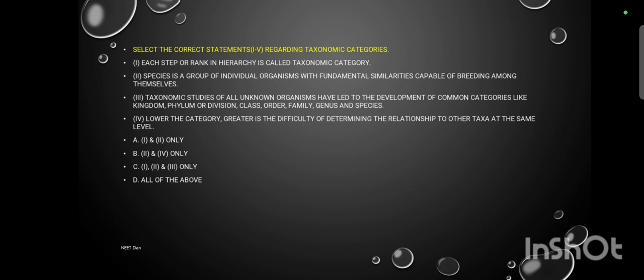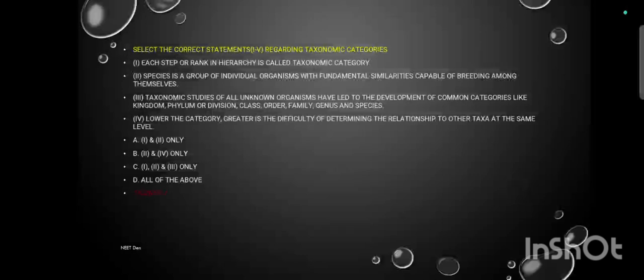Question. Select the correct statements from 1 to 4 regarding the taxonomy categories. So the first statement is each step or rank in hierarchy is called taxonomy category. Statement 2. Species is a group of individual organisms with fundamental similarities capable of breeding among themselves. Statement 3. Taxonomic studies of all unknown organisms have led to development of common categories like kingdom, phylum or division, class, order, family, genus and species. Statement 4. Lower the category, greater is the difficulty of determining the relationship to other taxa at the same level.